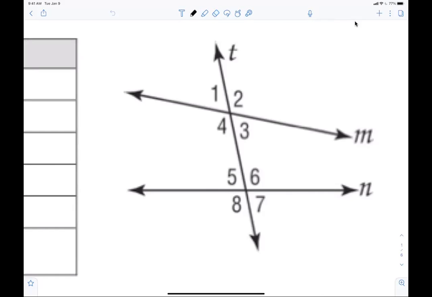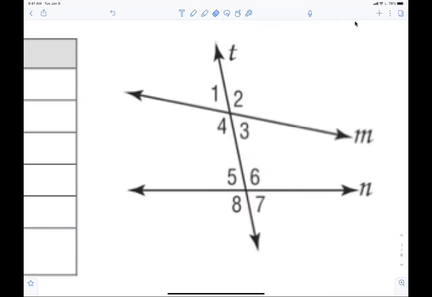2 corresponds to 6. 1 corresponds to what? 4 corresponds to what? 3 corresponds to what? Okay, that's good. Now remember, on the right side, I used to say right and above, right and below, left and above, left and below. Those are corresponding.